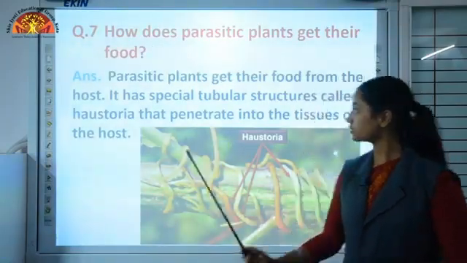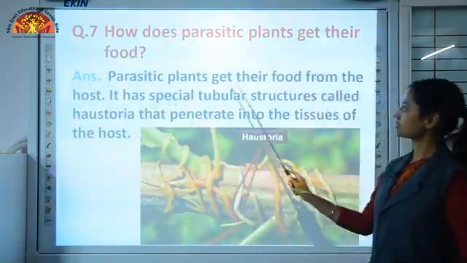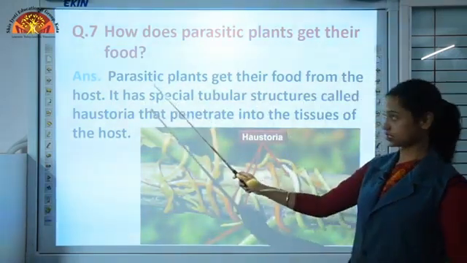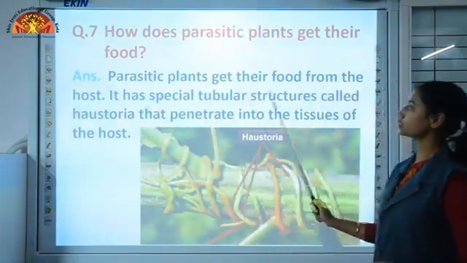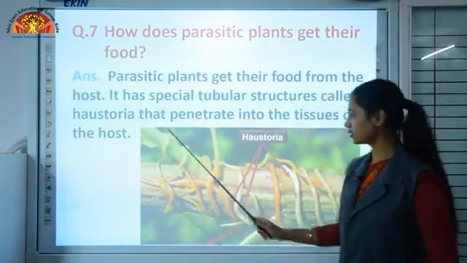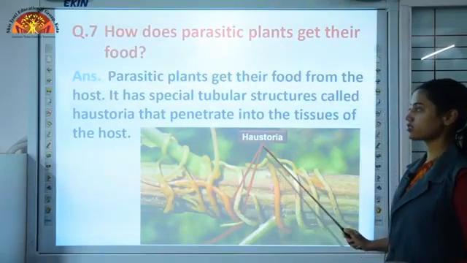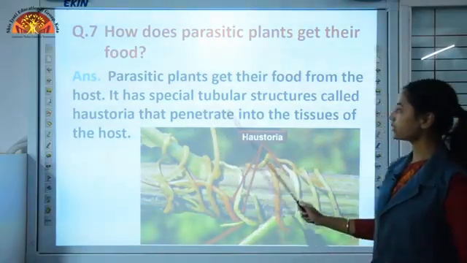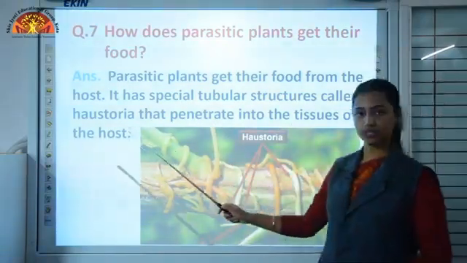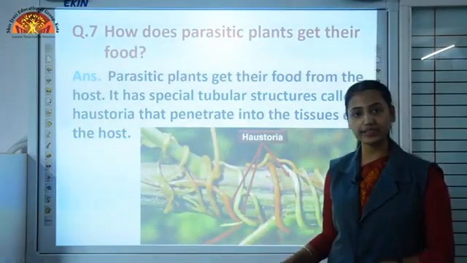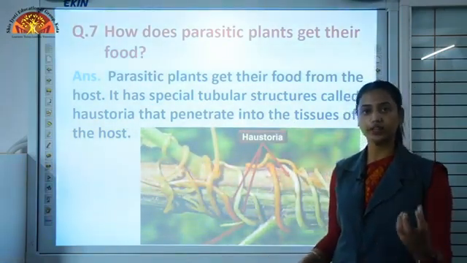Now how do they obtain their food? Parasitic plants get their food from the host. They have special tubular structures called haustoria. You can see these tube-like, pipe-like structures are known as haustoria that penetrate into the tissues of the host. They go deep inside the skin of the host and suck their nutrients.